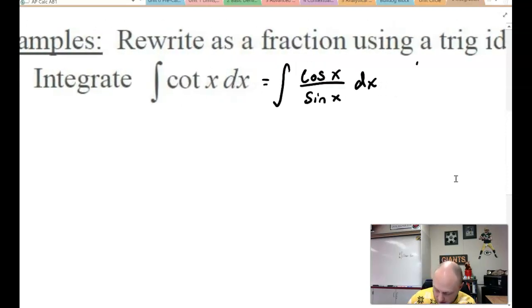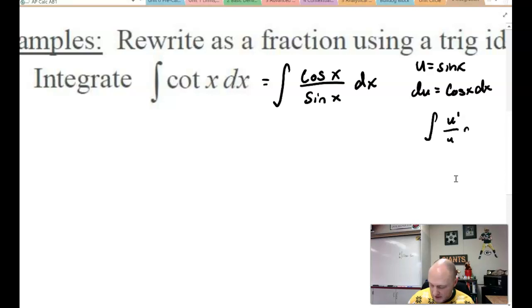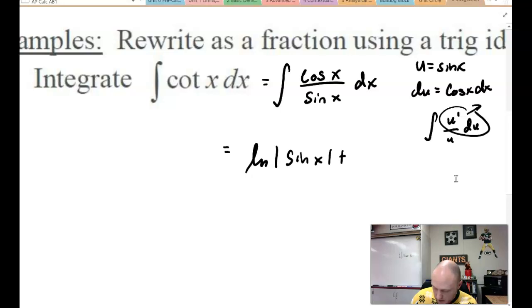And we say, okay, I'm going to let u be sine of x, and then the hook-on factor of that is cosine of x dx. So now, when I go ahead and make the substitution, what we have is this format. The u prime over u, and then there's your hook-on factor, okay? So this is equal to the natural log of the absolute value of sine of x plus c.